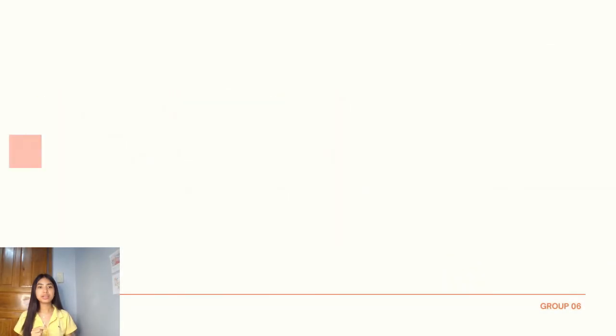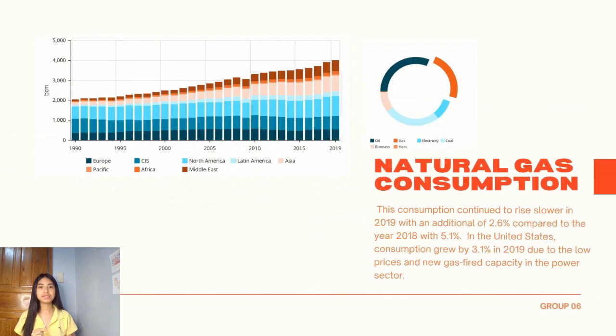The data shows the statistics about the global gas consumption trend from 1990 to 2019. These statistics were made by Enerdata, from the Global Energy Statistical Yearbook 2020. This consumption continued to rise slower in 2019 with an additional 2.6% compared to 2018 with 5.1%.